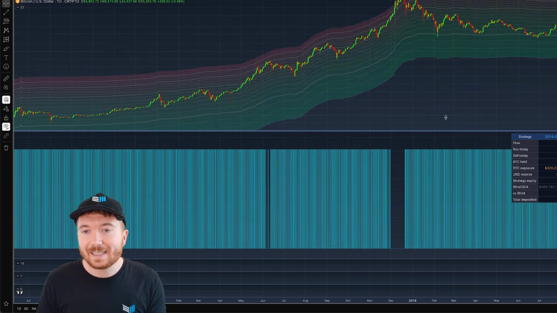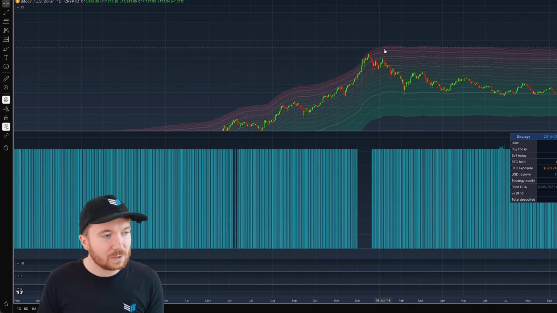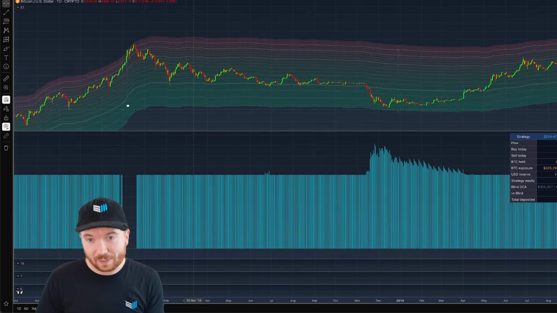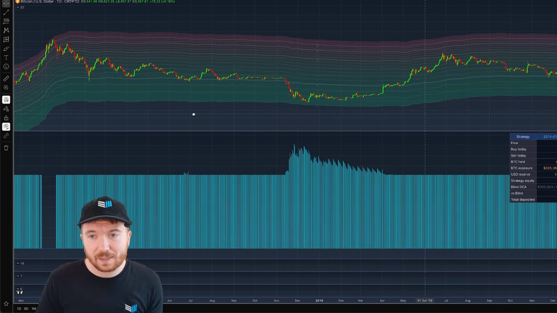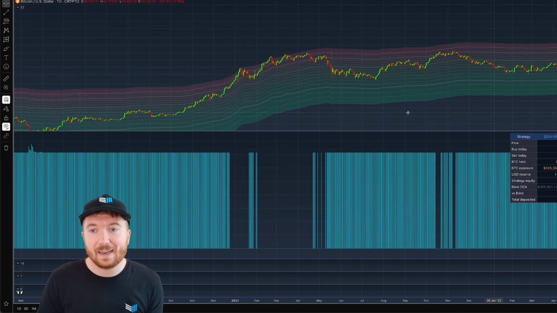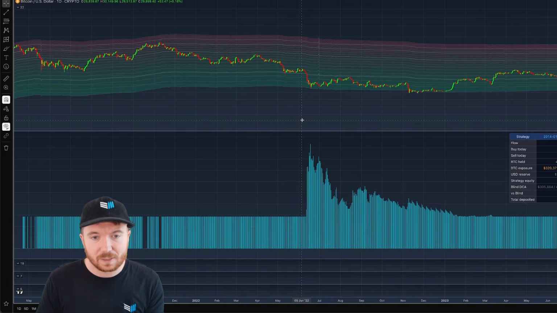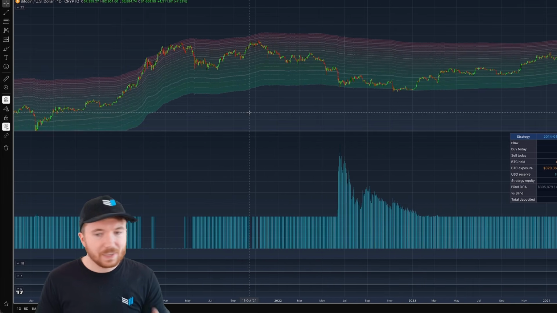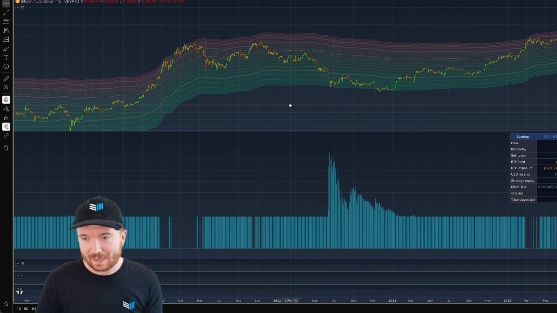But once we get into this upper 30%, the top 30% of data readings, we're just not buying. Simple as. Accumulating more aggressively at the lows, not buying at the highs. Very, very simple. But this is just dollar cost averaging in.